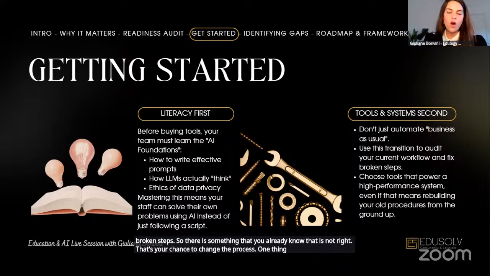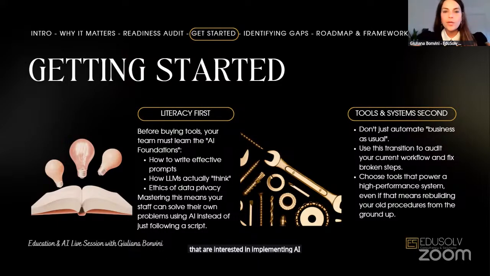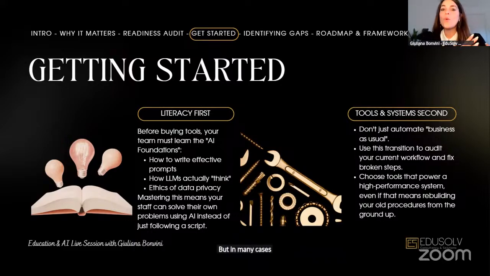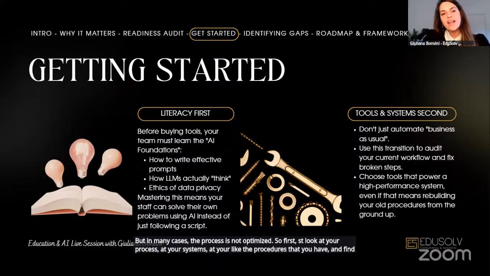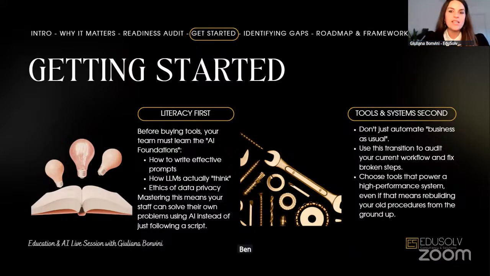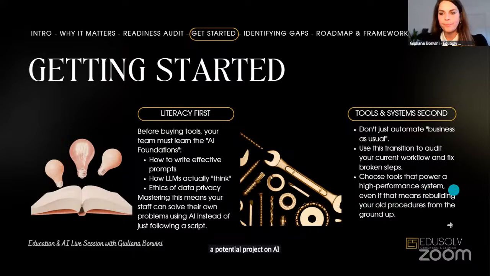One thing that I find common when I'm talking to schools that are interested in implementing AI is that they want to keep everything exactly the same, but they want to put AI in just to make things more efficient. Don't get me wrong, it can work in certain cases, but in many cases, the process is not optimized. So first, look at your process, at your systems, at the procedures that you have, and find, as I said before, find the gaps. And when you find the gaps, then fix the process first, and only then you start mapping out to implement a potential project on AI and automation.